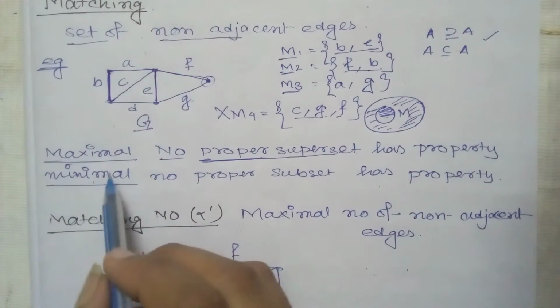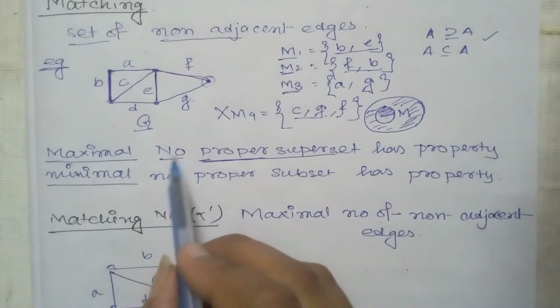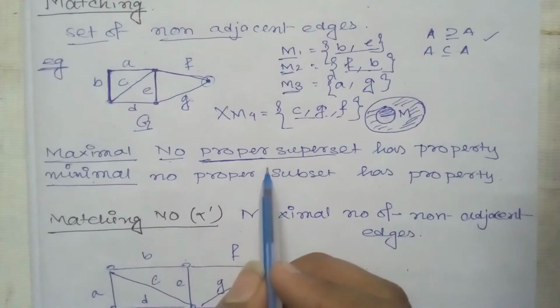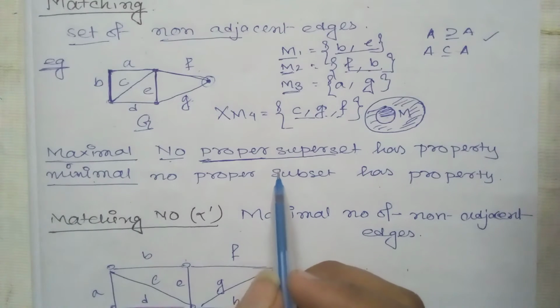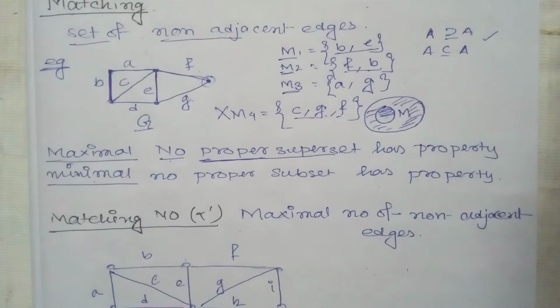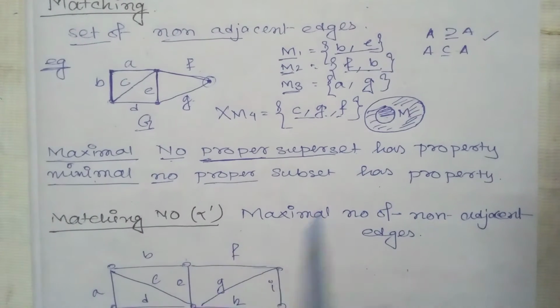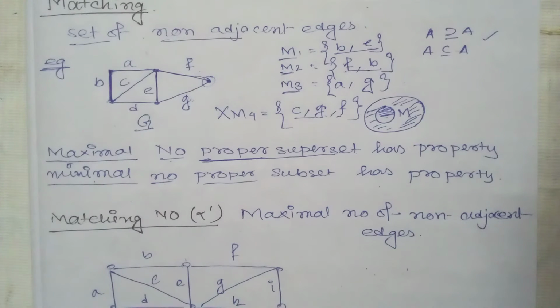Let's define some terms, maximal and minimal. Maximal says that no proper superset has the property. It means if a set has the property and no proper superset of that set has the property, then we consider it a maximal element. In the case of a minimal element, no proper subset has the property. It means no subset of that set has the property, so that set is the minimal element or minimal set.